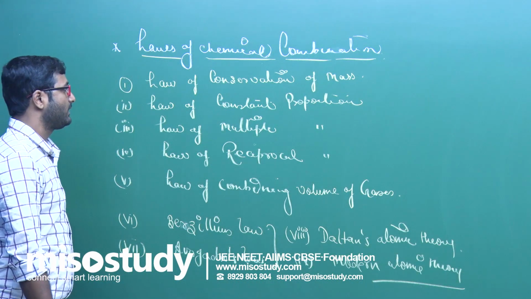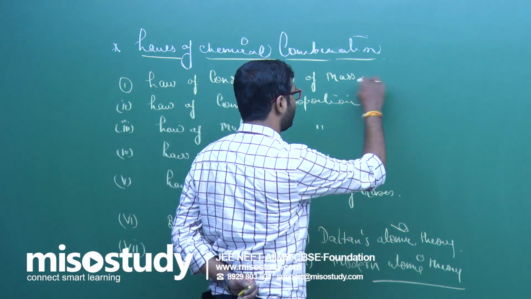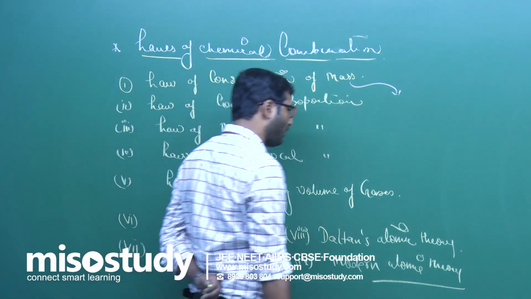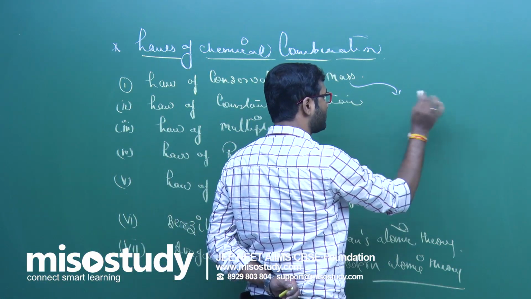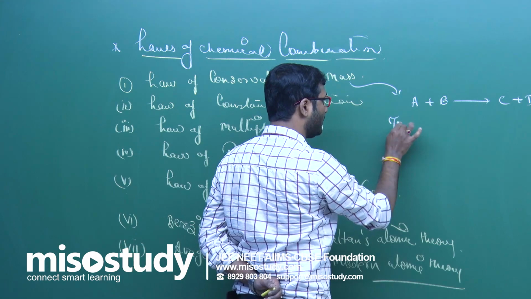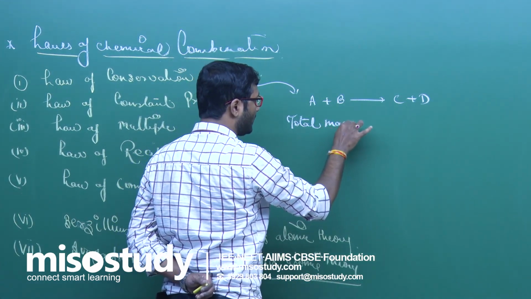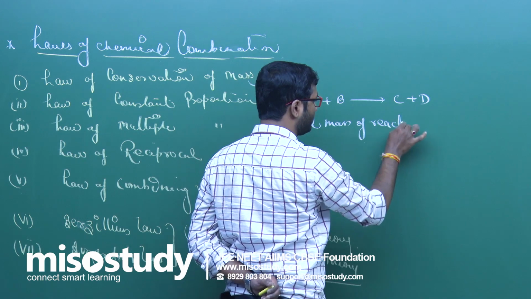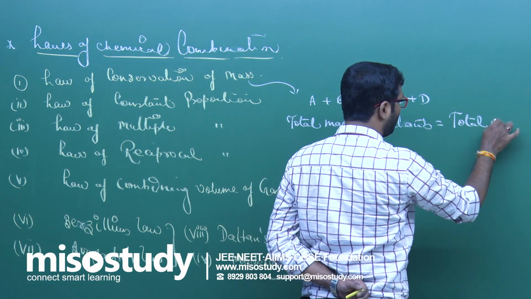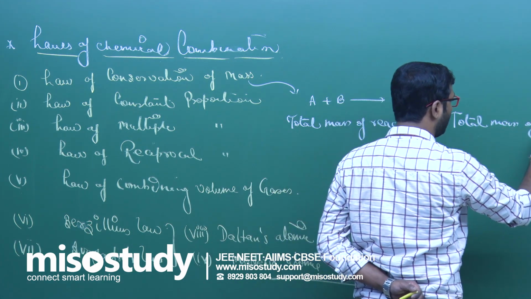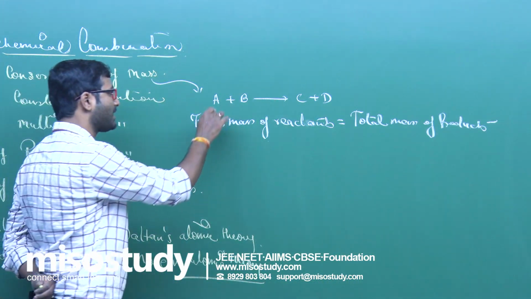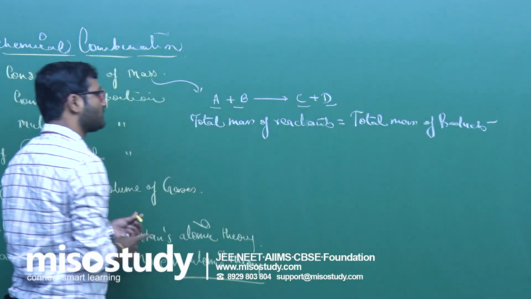Now, the law of conservation of mass, that is, mass can neither be created nor be destroyed, was given by Lavoisier. As per the statement, suppose a reaction takes place, A plus B gives C plus D. We can say the total mass of reactants will be equal to the total mass of products. That is, mass of A plus mass of B equals mass of C plus mass of D.